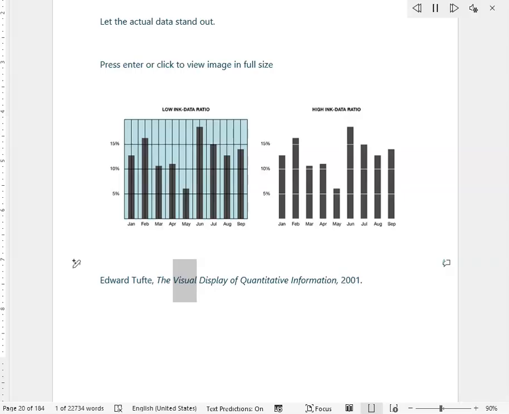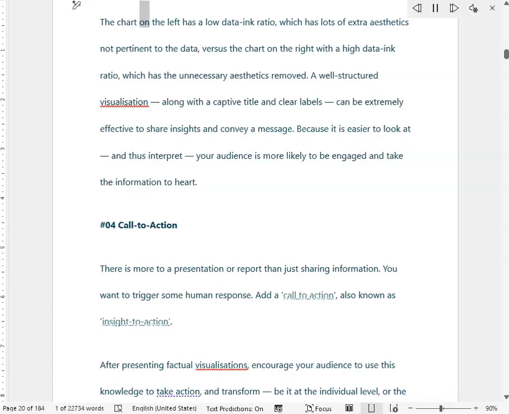Edward Tufte, The Visual Display of Quantitative Information, 2001. The chart on the left has a low data ink ratio, which has lots of extra aesthetics not pertinent to the data, versus the chart on the right with a high data ink ratio, which has the unnecessary aesthetics removed. A well-structured visualization, along with a captivating title and clear labels, can be extremely effective to share insights and convey a message. Because it is easier to look at and thus interpret, your audience is more likely to be engaged and take the information to heart.